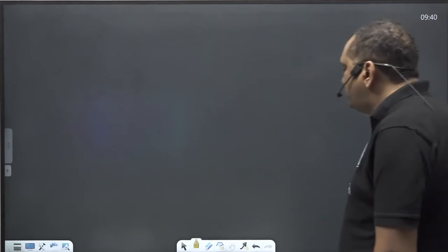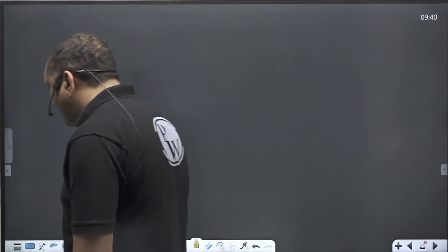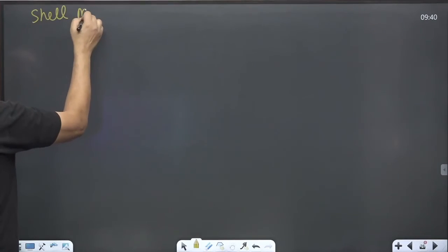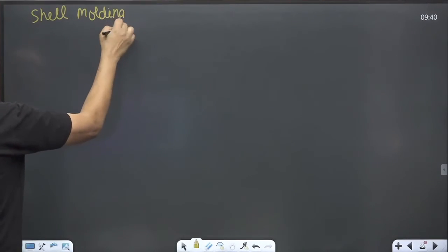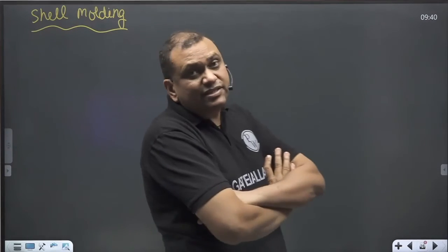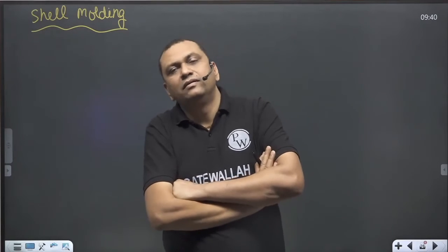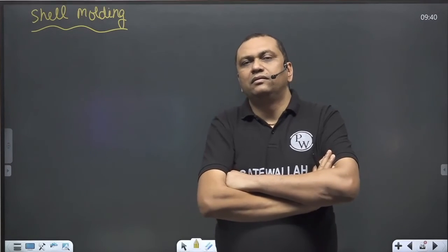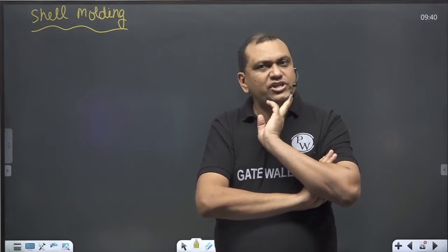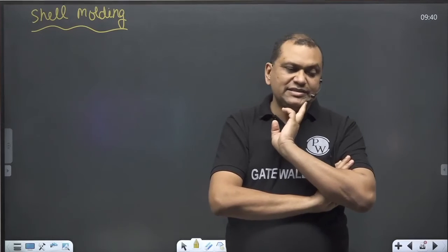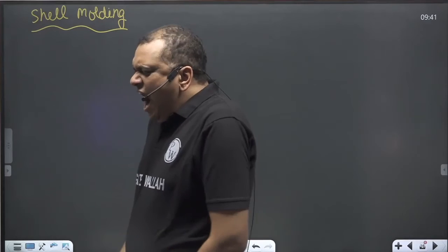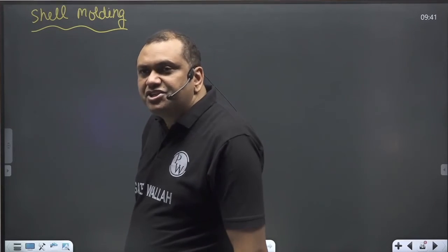Now there are two very, very important casting processes. First is shell molding. As far as accuracy is concerned, these two castings come at number one: shell molding and investment casting. Okay? So what is the shell molding process?